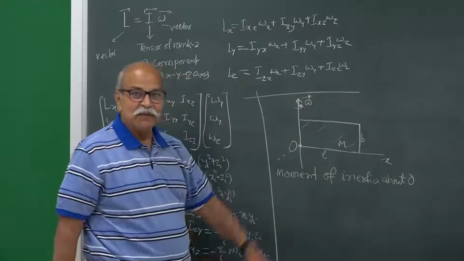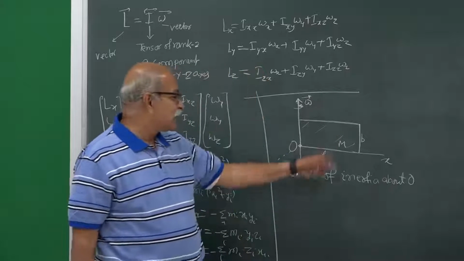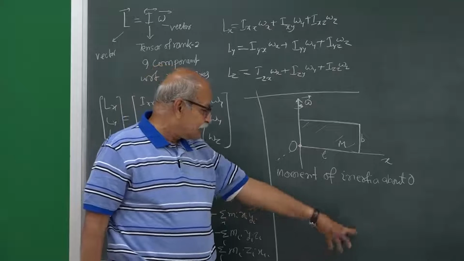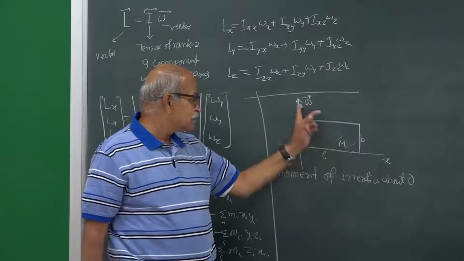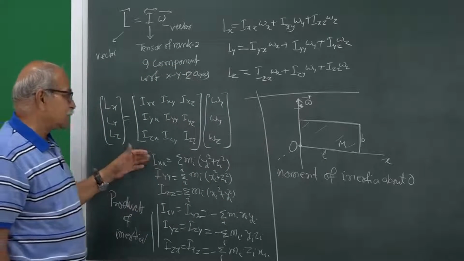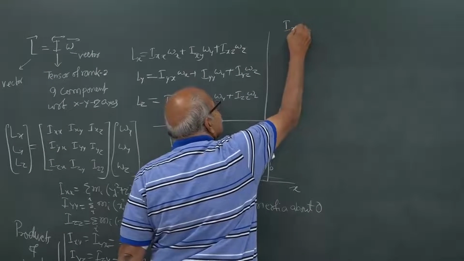Now, we are not talking about an axis or a line, it is about a point, and of course, to get those 9 components we need some x, y, z axes. So, here is the x axis and y axis and z axis. So, let us calculate Ixx. What is Ixx?